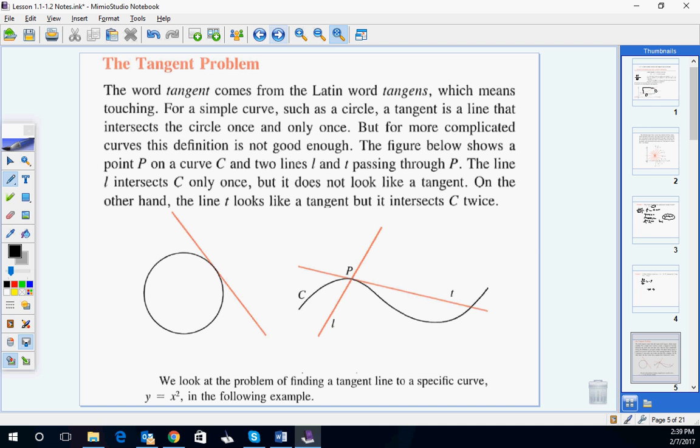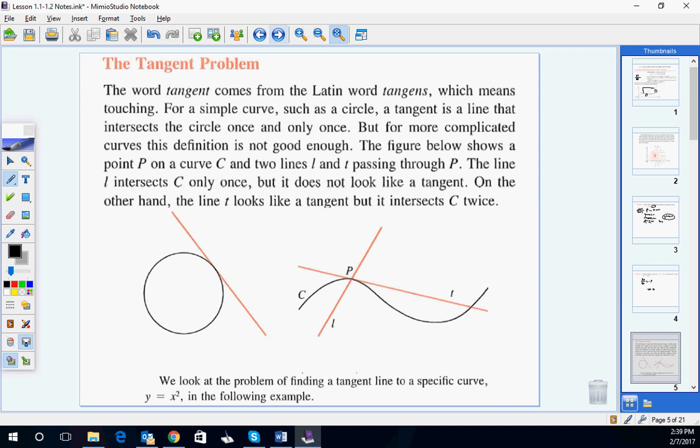Okay, so this is the tangent problem. So what does tangent mean? We did talk about tangent in 20. It's when your discriminant's 1. Tangent means it hits at one point. Okay, it's tangent to the graph means it goes through exactly one point.